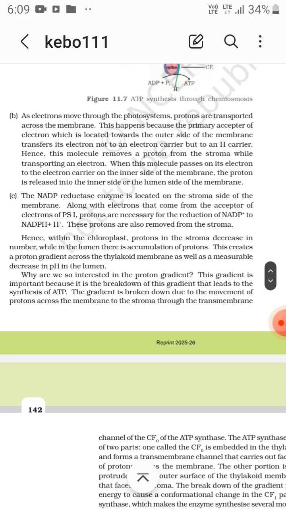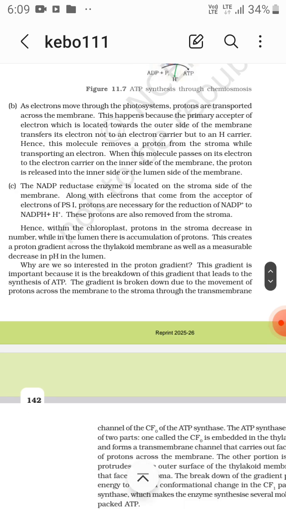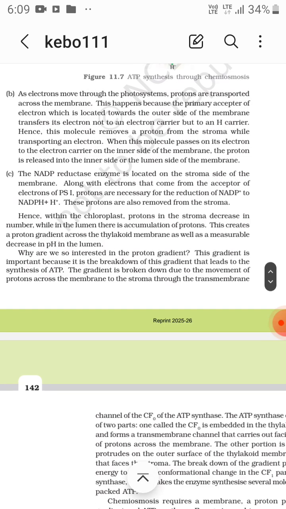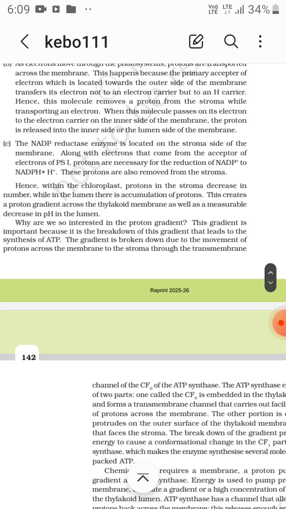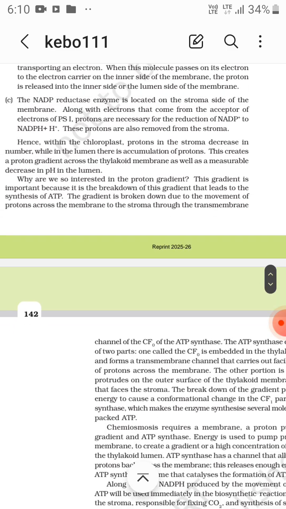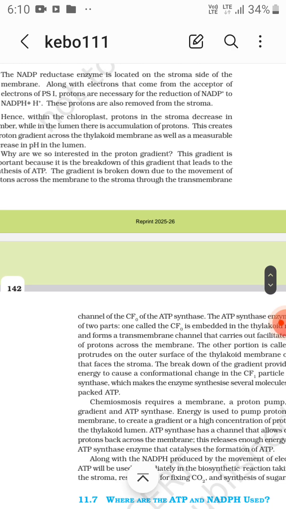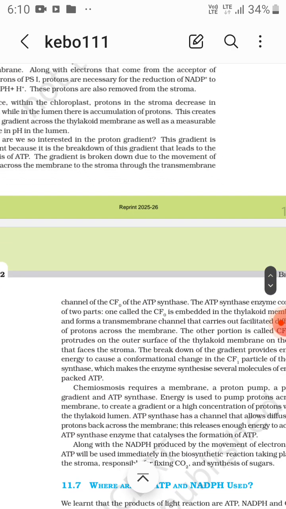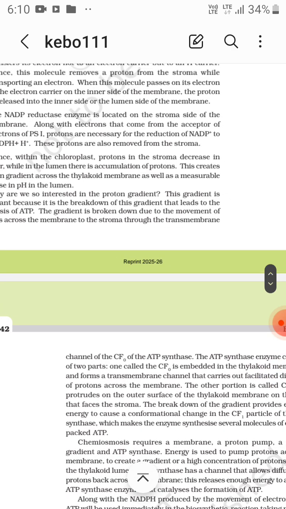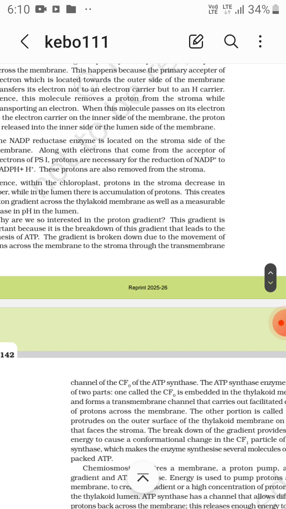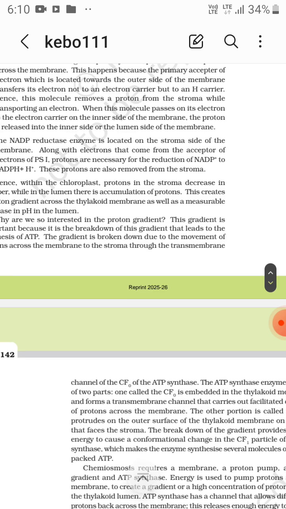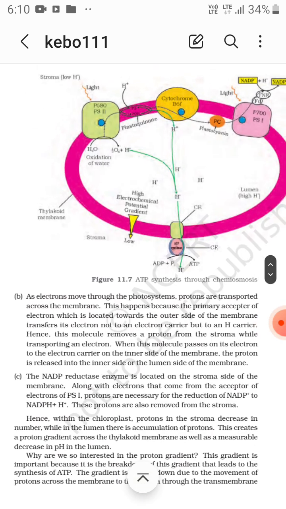This gradient is important because it is the breakdown of this gradient that leads to the synthesis of ATP. The gradient is broken down due to the movement of protons across the membrane to the stroma through the transmembrane channel of the CF naught of the ATP synthase.